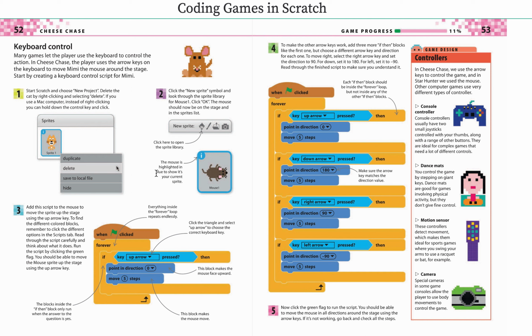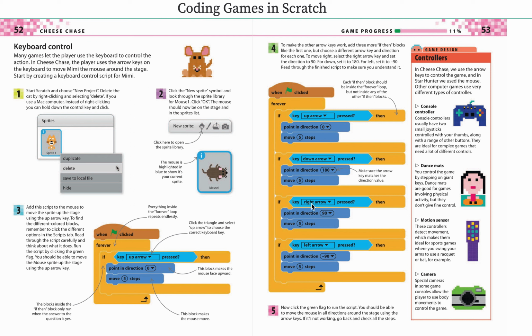So we will need to start a new project, create a sprite, and then bring in one more sprite for the mouse, and then we would add this script. When the flag is clicked, forever, if the up arrow key is pressed, then point in direction 0 and move 5 steps. So every time you push the up key, it will move. Similarly, you will have to do it for the down arrow, the right arrow, and the left arrow.